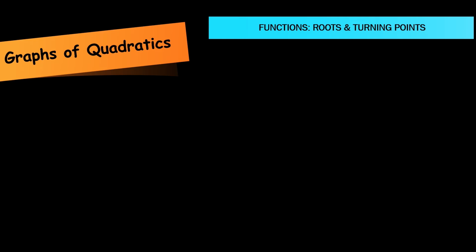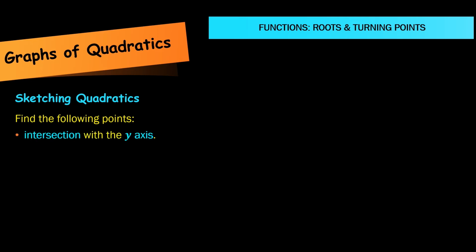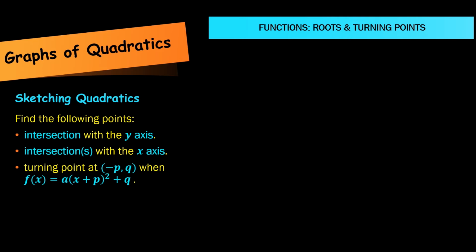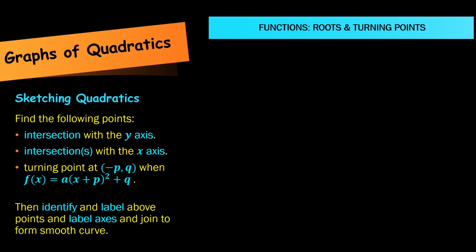So let's summarize what we need in order to sketch our quadratic. We need to find the following points: the intersection with the y-axis, the intersections, possibly, with the x-axis, and the turning point at minus p, q when f of x is equal to a times x plus p all squared plus q. Then we identify and label the above points and label the axes and join the points to form a smooth curve.